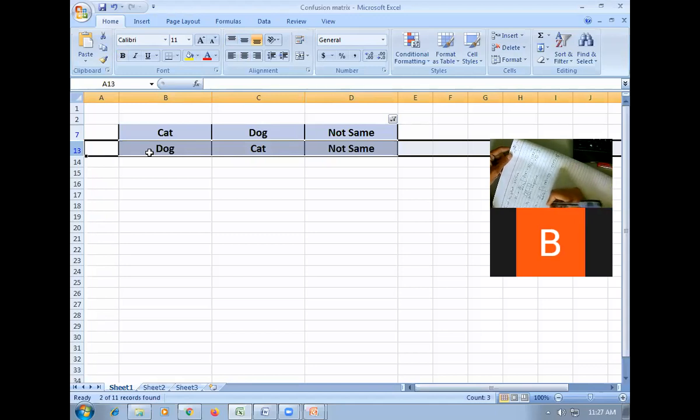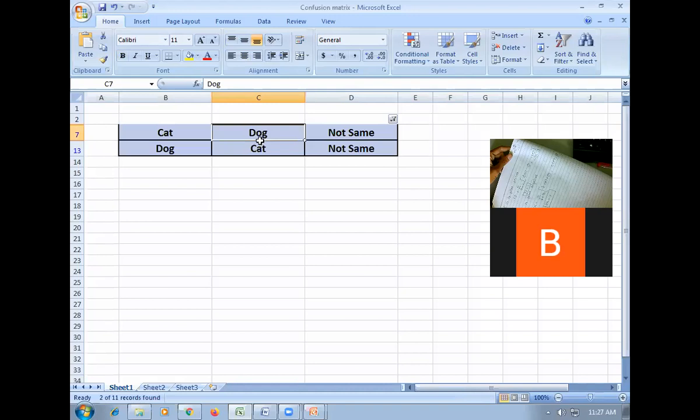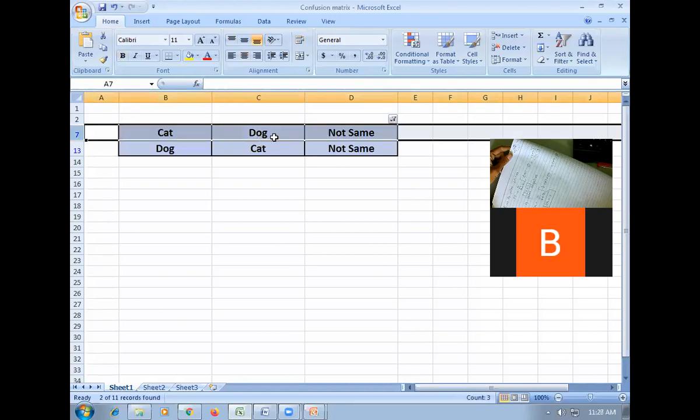Now what is the FN value? It is again 1. Why? Because the prediction negative is only 1, which is represented by this row, which is dog, and the actual class is positive, which is cat. So the FN value is again 1.